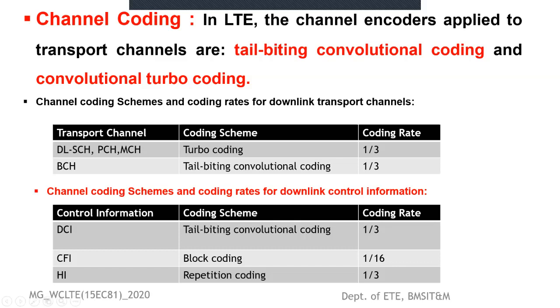turbo coding is used with a coding rate of 1/3. For the broadcast channel, the coding scheme used is tail biting convolutional coding with a coding rate of 1/3. Similarly, for downlink control information, there are 3 different types. One is downlink control information, DCI. For that, tail biting convolutional coding is used with a coding rate of 1/3. For the control format indicator, block coding is used with a coding rate of 1/16, and for the hybrid ARQ indicator, repetition coding is used with a coding rate of 1/3.